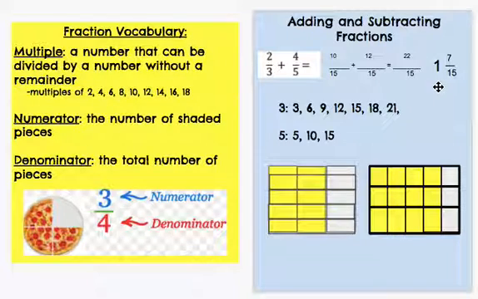I know this because I can fill in all of the pieces in this box here, which would be 15, and then I have to count up to 22. So I would have 7 left in this box here. So 2/3 plus 4/5 is equal to 1 7/15.